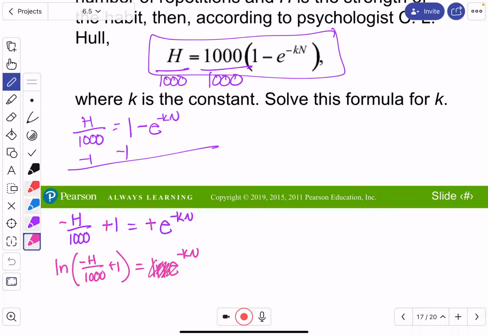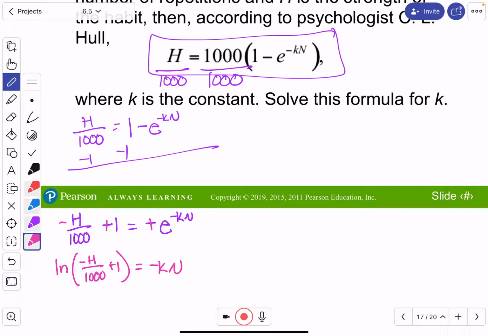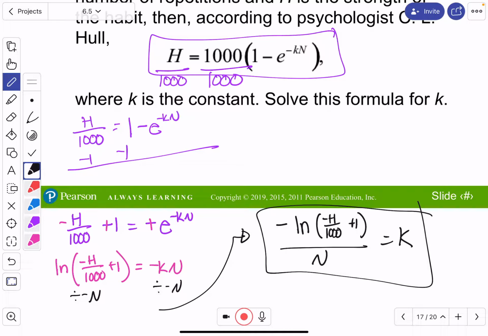Well, that cancels out, so it just equals negative kn. And we want to divide by negative n to get both sides the same. So we have negative ln of negative h over 1,000 plus 1 divided by n equals k. So it looks messy, but we've solved for k. That's all it's asking you to do is use the rules to solve for letters.